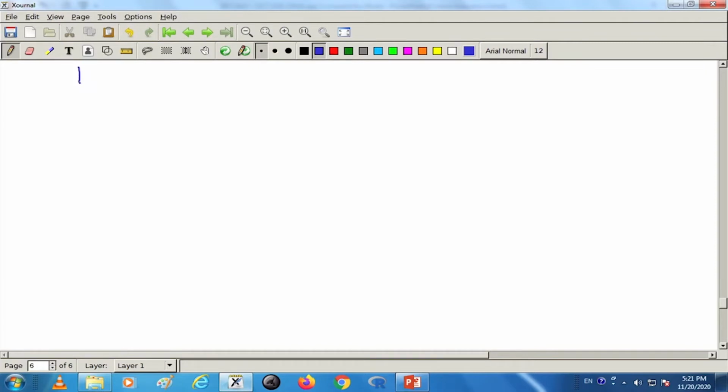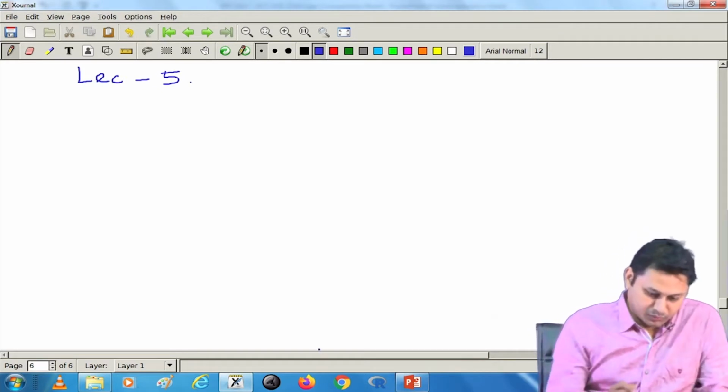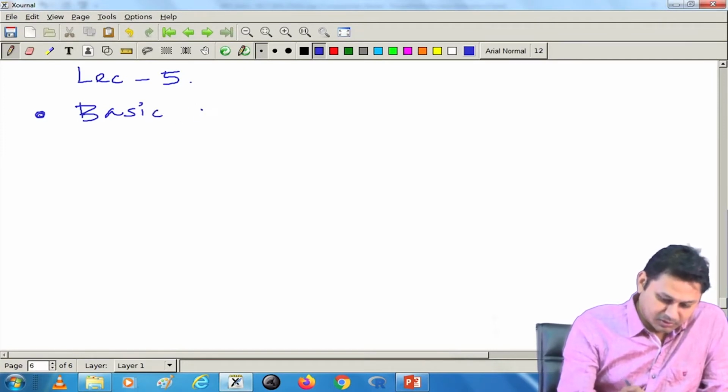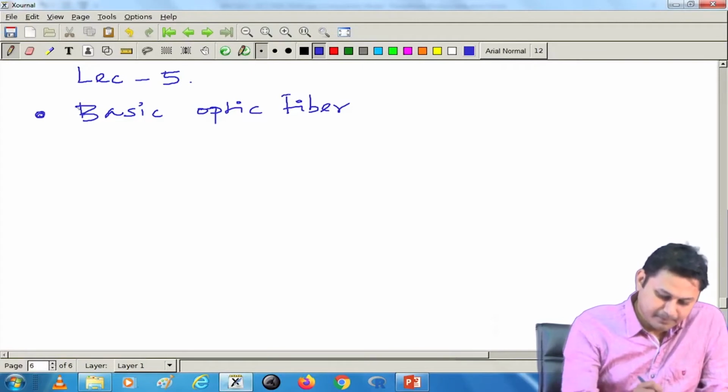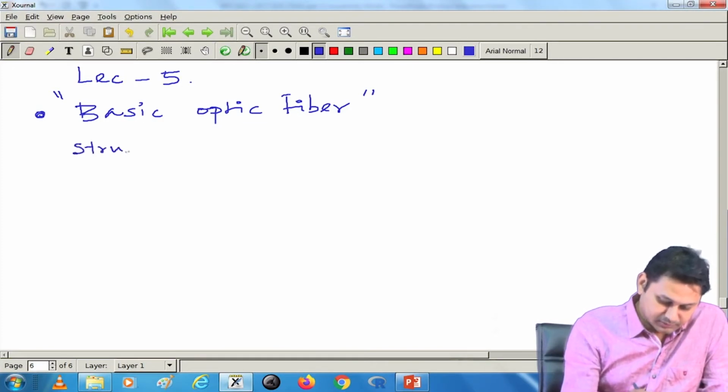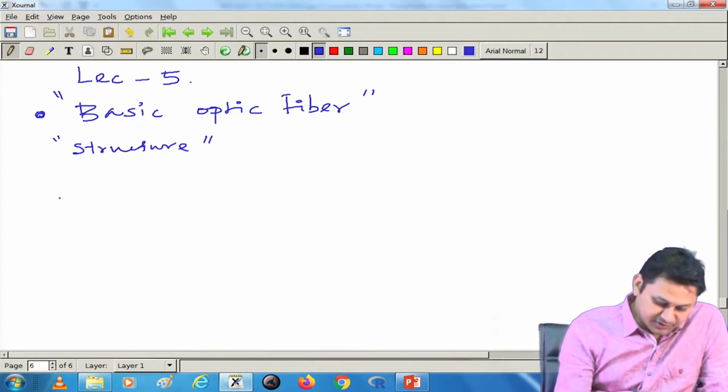So, today we have lecture 5. Our topic is understanding of the basic properties of fiber, the basic optical fiber. First we start with the structure of an optical fiber, and the structure is precisely like this. We all have a rough idea about the optical fiber, but still I want to give you an idea.